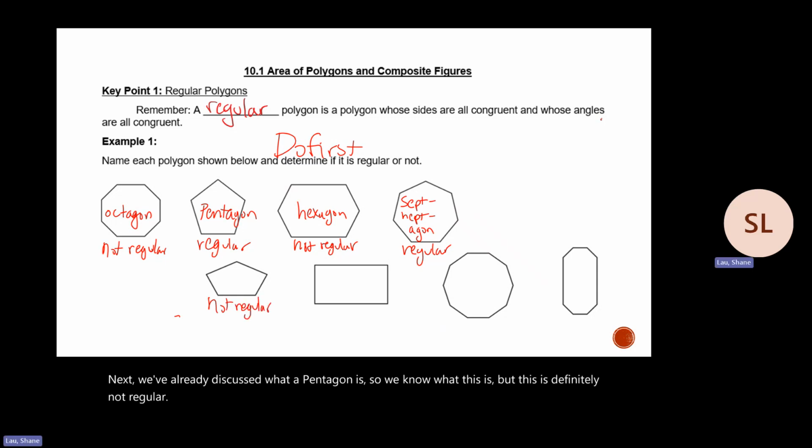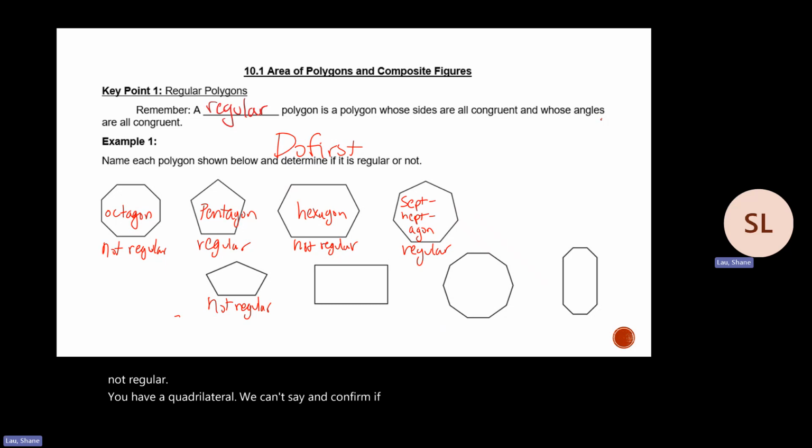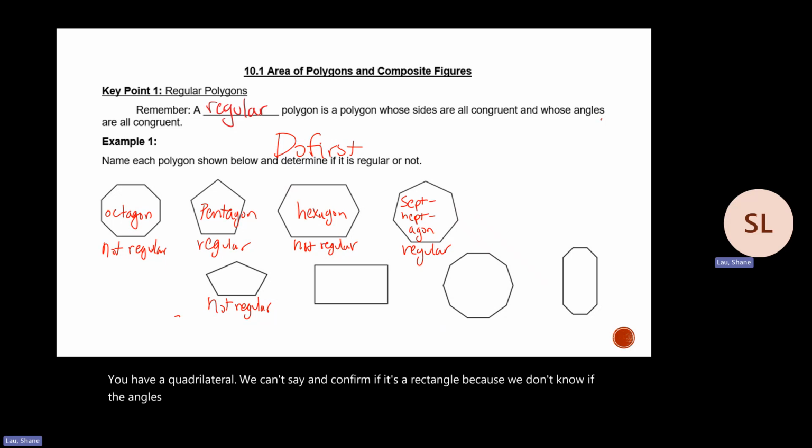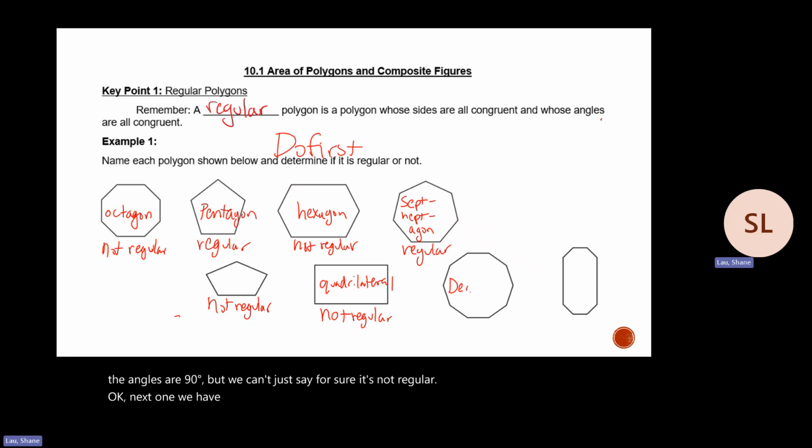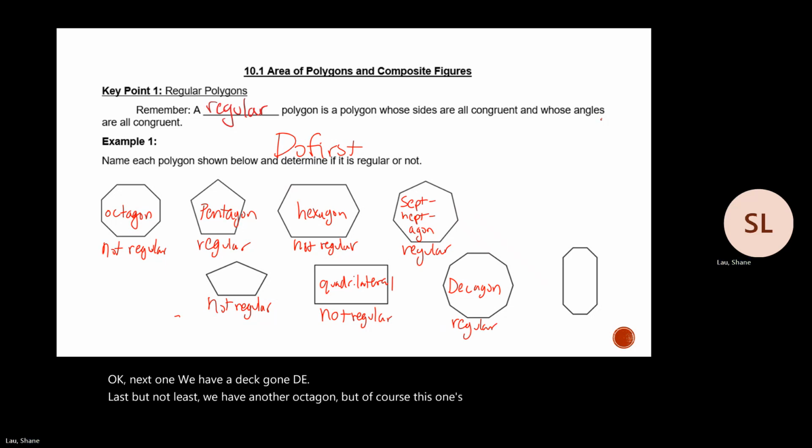Here we have a quadrilateral. We can't say and confirm if it's a rectangle because we don't know if the angles are 90 degrees, but we can say for sure it's not regular. And this is a quadrilateral. Okay. Next one, we have a decagon, D-E-C-A sided figure. And this one appears to be regular. Last but not least, we have another octagon. But of course, this one's not. That should have been pretty easy.